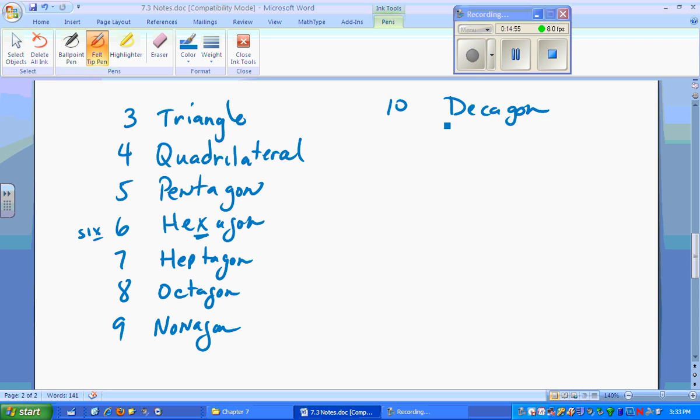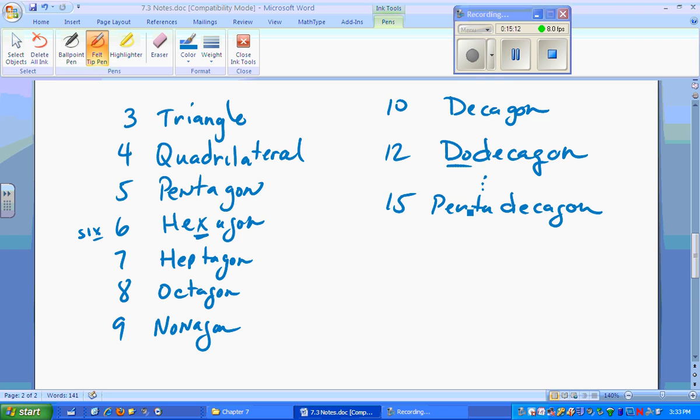11. 12, dodecagon. The do meaning the 12. And then 15, our book uses the pentadecagon. So like an 11, you would just say something like, it's an 11-sided figure.